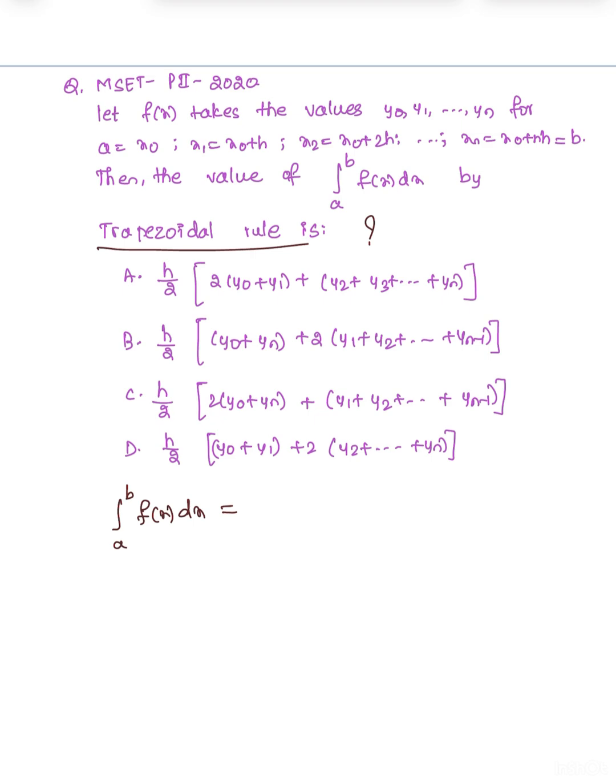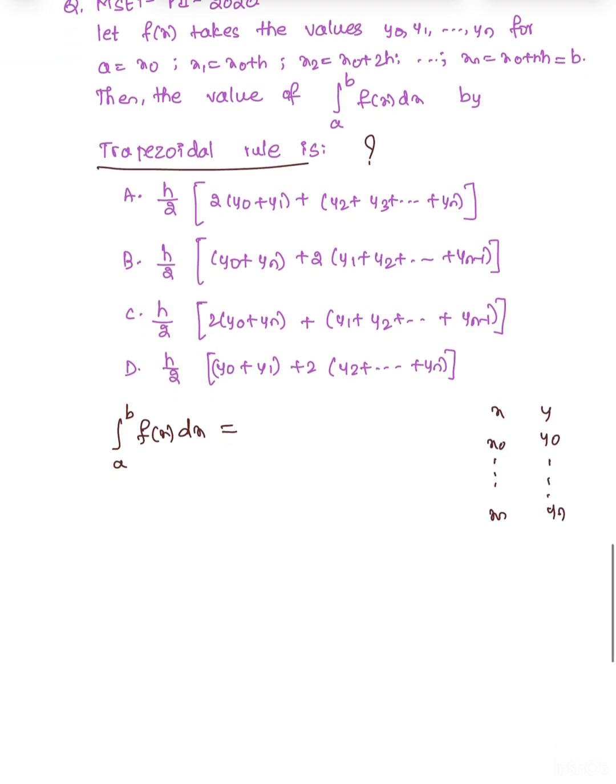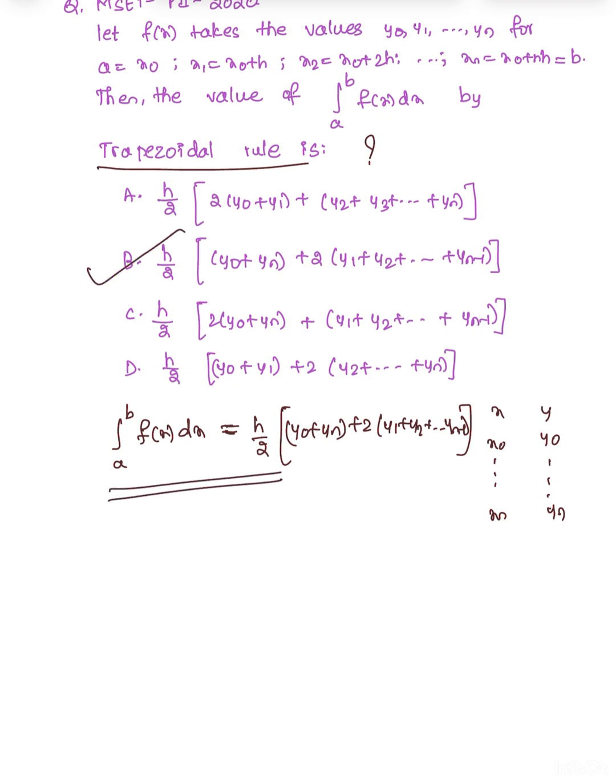So the trapezoidal rule: suppose x, y, this is x0, these are tabulated values up to yn. Then for the trapezoidal rule we know that the formula is h by 2 times (y0 plus yn plus 2 into (y1 plus y2 and so on up to y(n-1))). So that completes it. So this is the formula for the trapezoidal rule. They have asked directly for the formula. We will check with the options. Option 2 is the same as the formula we have written. Therefore the correct option is option B.